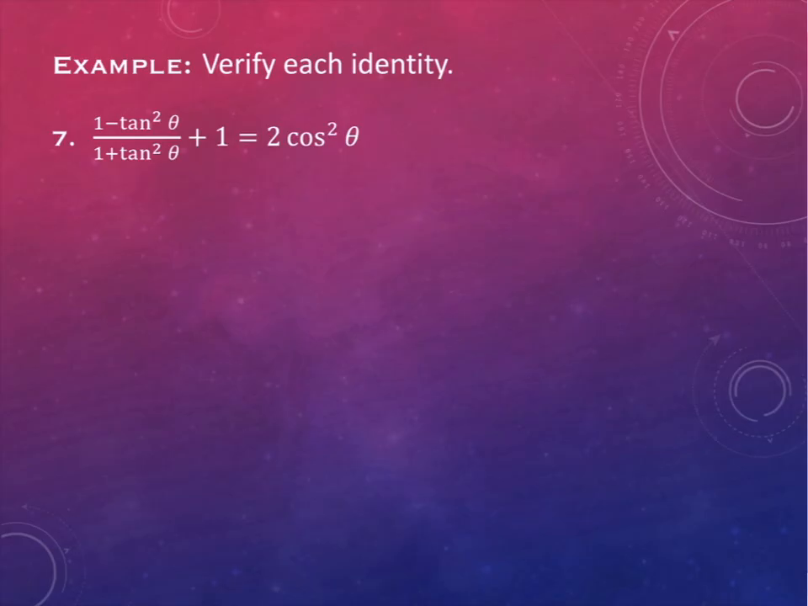Okay, we can change the bottom, right? 1 plus tangent squared is secant squared. So admittedly, the left-hand side is more complicated, right? Okay, again, that doesn't mean we have to start there, but it's a pretty good place to start because it looks more complicated to start with. So we can manipulate this now to say 1 minus tangent squared of theta over secant squared of theta plus 1.